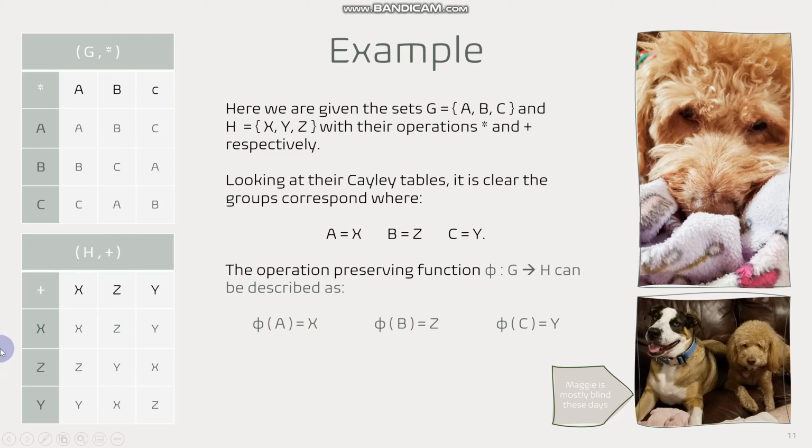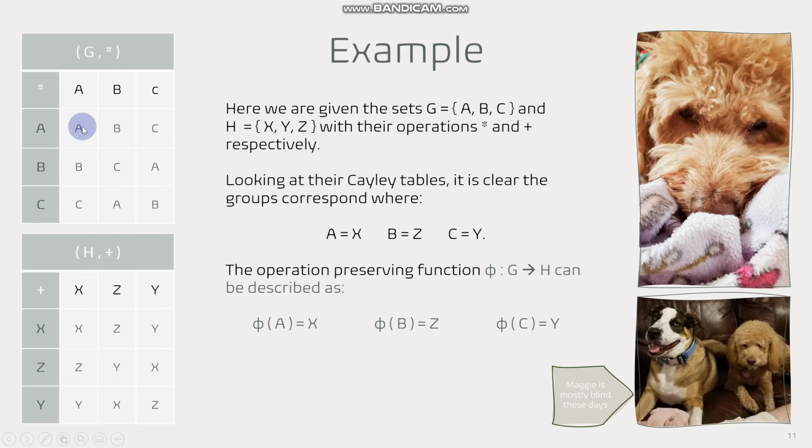And then on top of that, we're going to have this other group here, the set H defined as X, Y, Z, and it is also going to have a binary operation of its own, plus. X plus X is going to be X here, Z plus X is going to be Z, so on and so forth. And we also know that this is a group, so it is associative, has an identity element, and has inverse elements.